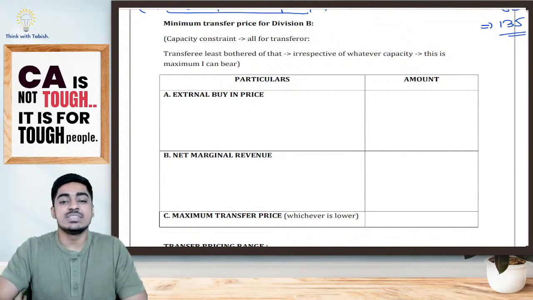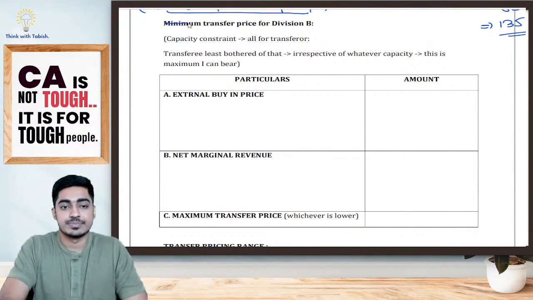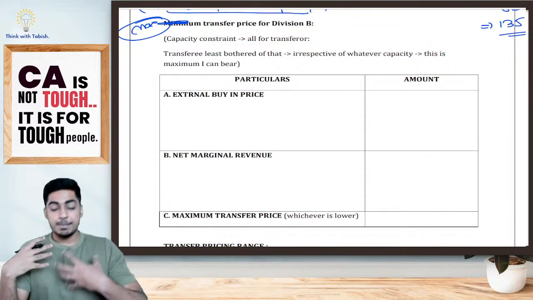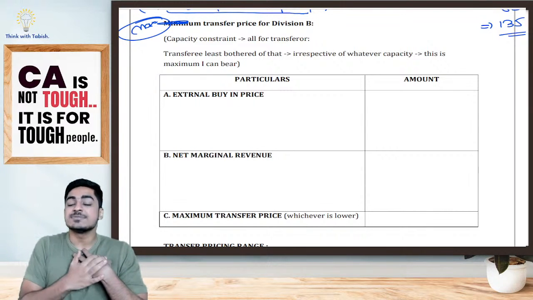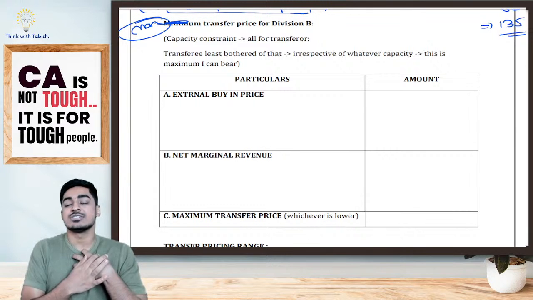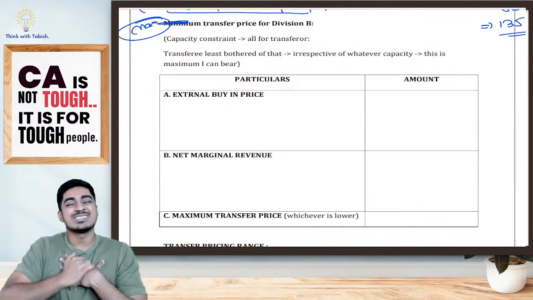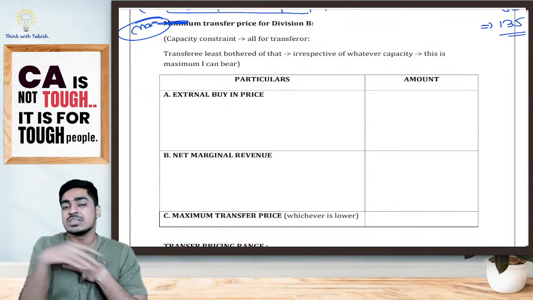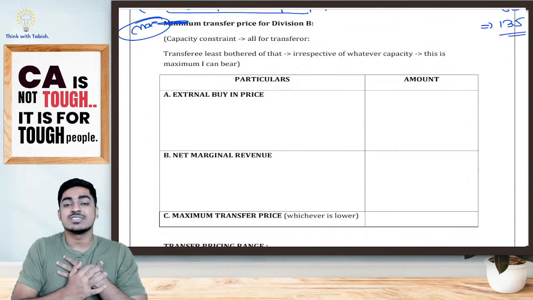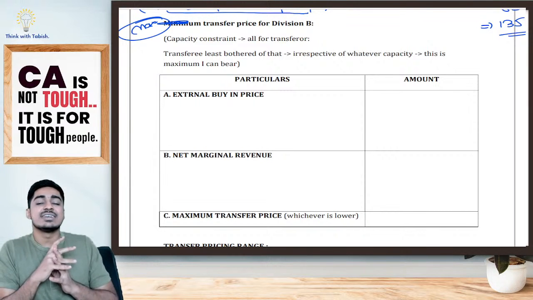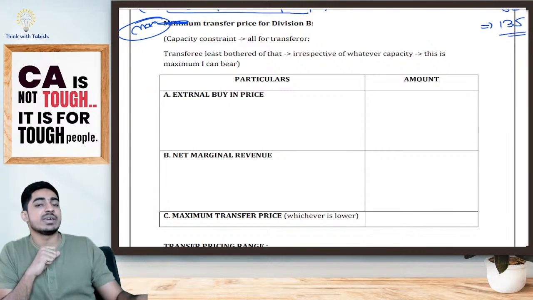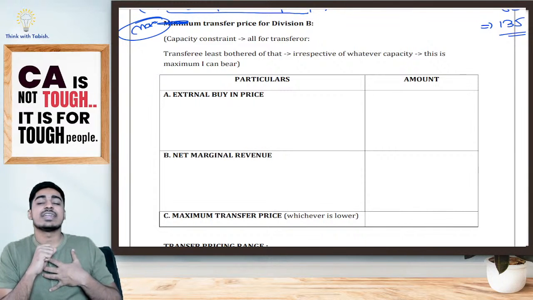But maximum transfer price, we are looking at it from the perspective of the transferee. Minimum, we are looking at it from the perspective of the transferor. It depends on the spare capacity, yes or no? The transferor thinks, if I have spare capacity, I'll transfer at variable cost only. If I don't have spare capacity, I will add the opportunity cost and transfer. But the transferee is ultimately concerned with how much he is getting the goods for. Whether the transferor has spare capacity or doesn't, the transferee is least bothered.